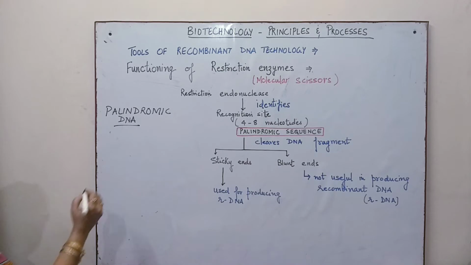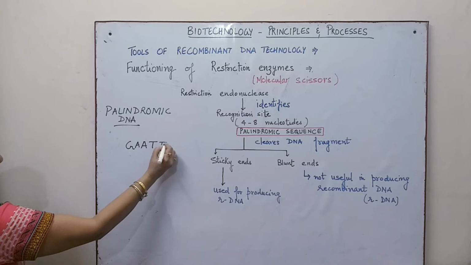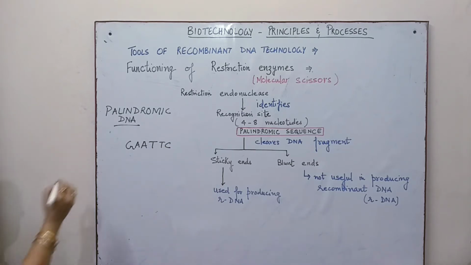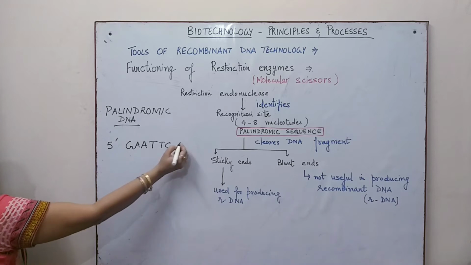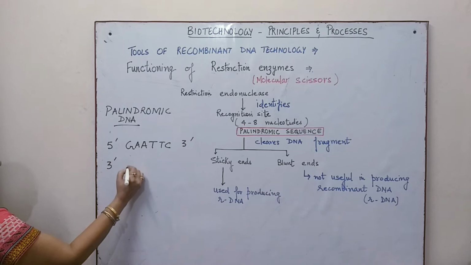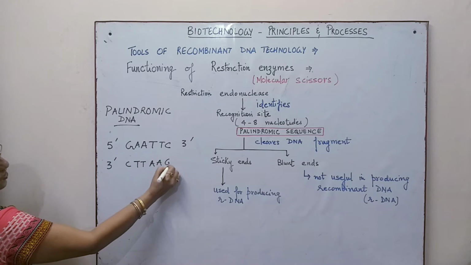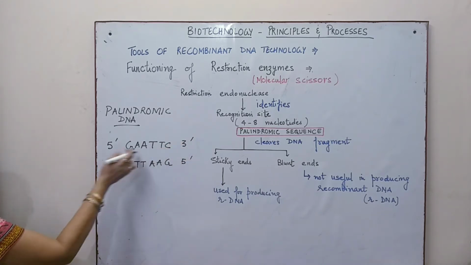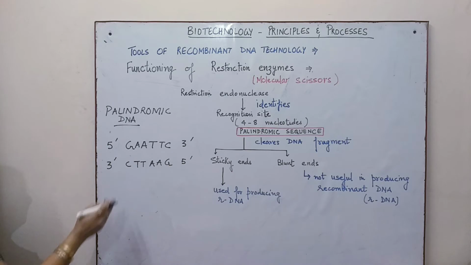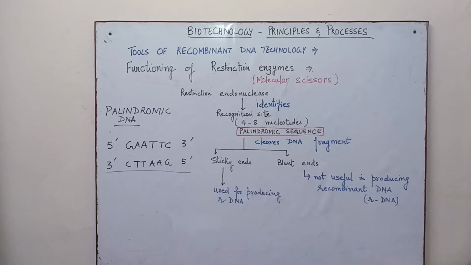So if we see over here, G, A, T, T, C, suppose this is one sequence and the ends are 5' and 3', the other complementary strand will have C, T, T, A, G. So when we read it from this side or from this side, it is the same. The complementary strands are there, but this is a palindromic DNA sequence.